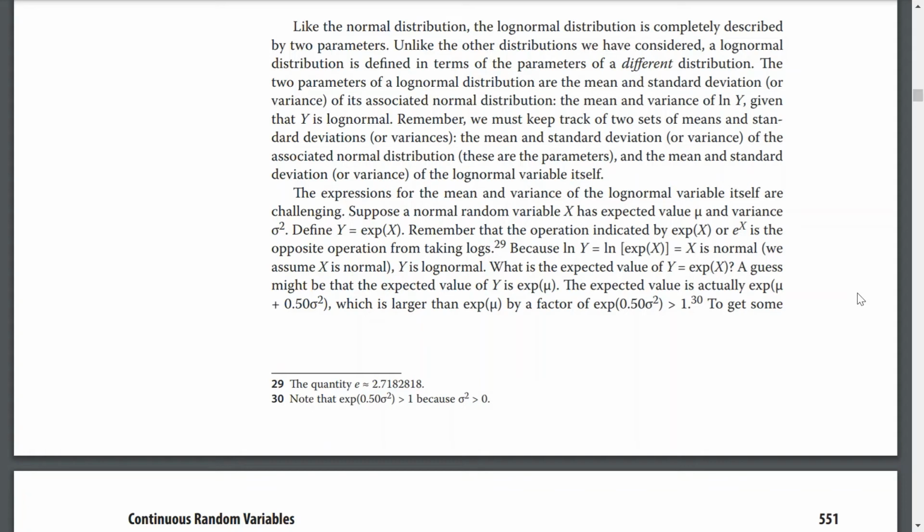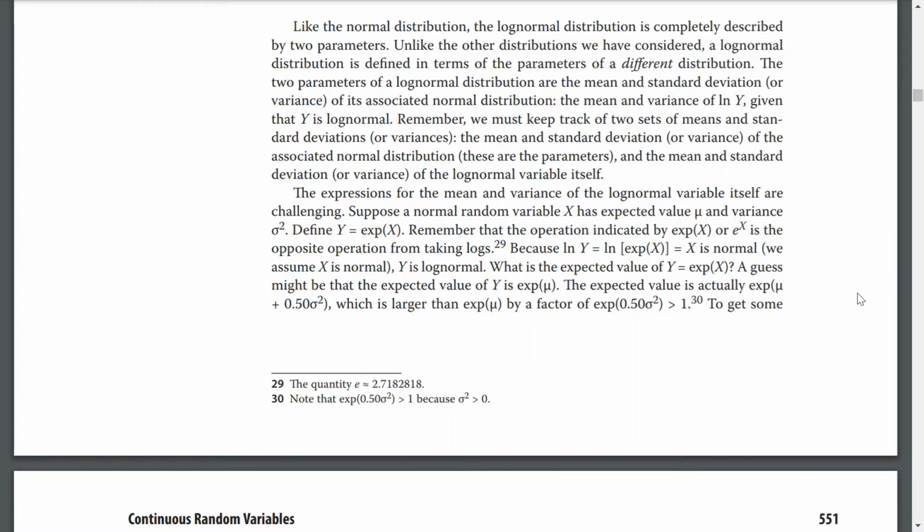A guess might be that the expected value of y is e to the mu, which is the mean. The expected value is actually e raised to mu plus 0.5 standard deviation squared, or 0.5 variance, which is larger than e to the mu by a factor of e to the 0.5 variance, which is greater than 1.